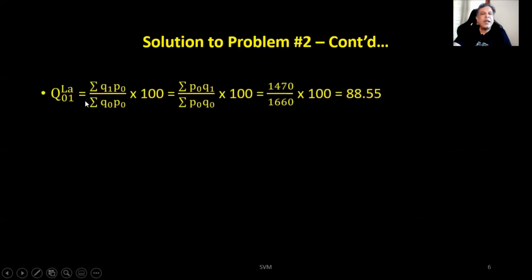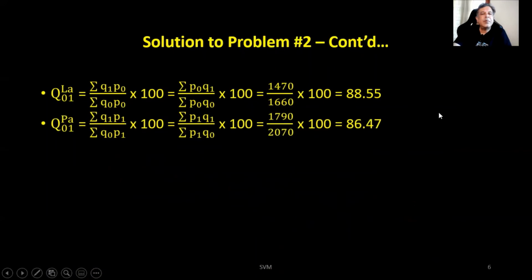First, Laspeyres quantity index is summation P0 Q1 divided by summation P0 Q0, which gives 88.55. Then Paasche's quantity index is arrived at by interchanging the factors. We had already seen that while solving the factor reversal test; at that time we created this quantity index for Fisher. In the same way you do it for Paasche also. Substituting the relevant values, we get 86.47 as the quantity index for Paasche.